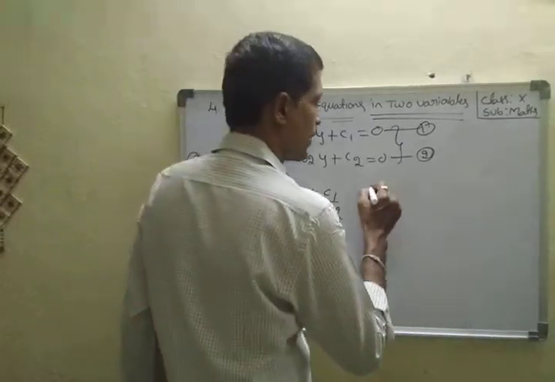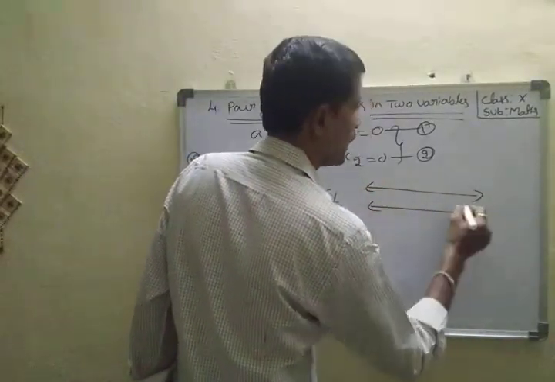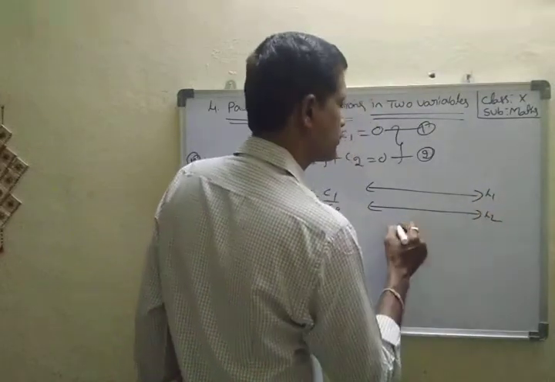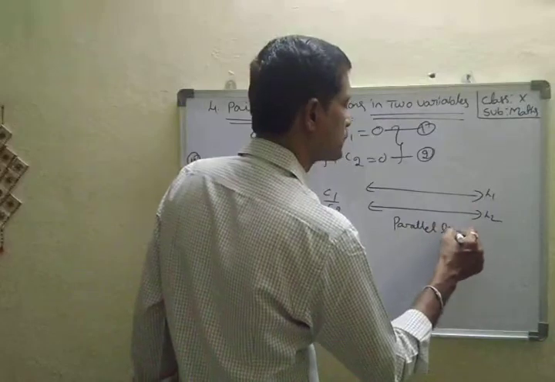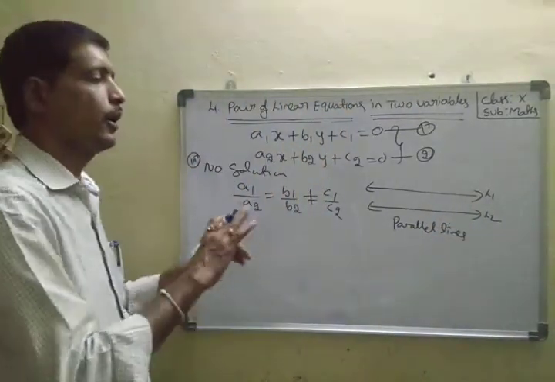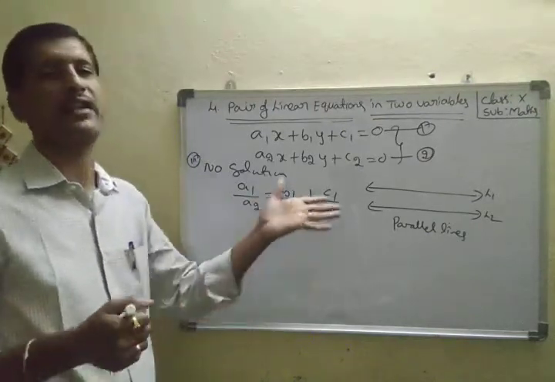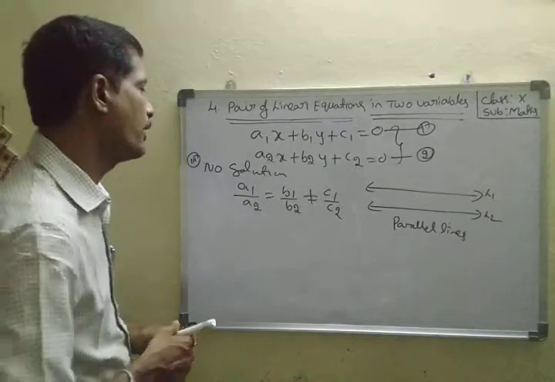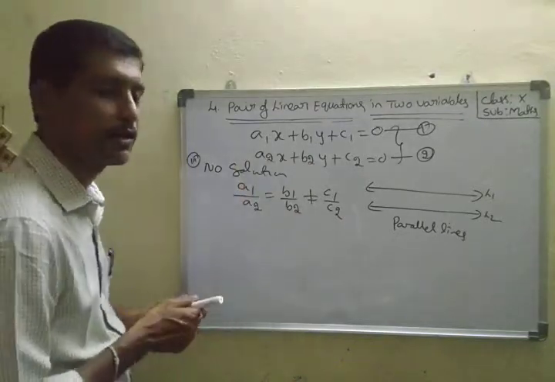Therefore the graph of this is parallel lines, L1 and L2. These two lines are called parallel lines. These two lines are parallel means there is no solution, because they never touch. You know a parallel lines example, that is a railway track. Therefore here no solution: a1 by a2 equal to b1 by b2 not equal to c1 by c2.